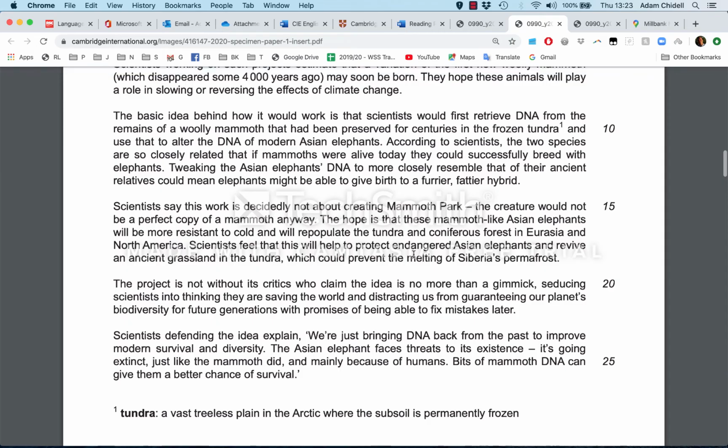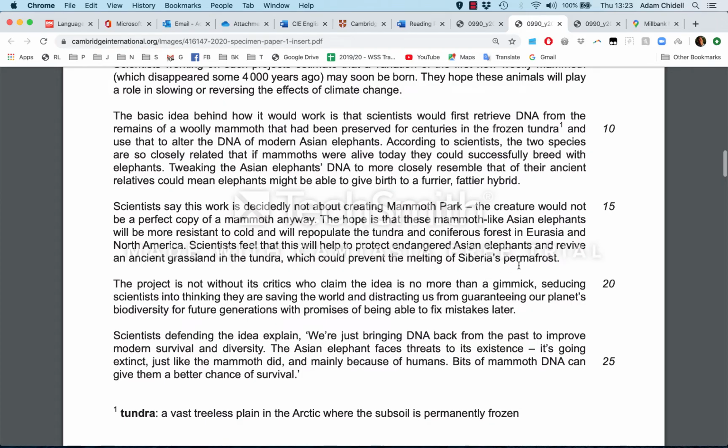Now, we need to put this into our own words. Okay, so what is a gimmick? Well, it's a sort of slightly hollow, meaningless stunt, really, that has no genuine practical application. Okay, so we need to be pretty confident with defining some of these words. Okay, and if you're not sure, then you could at least try to work it out by thinking, for instance, well, what type of word is it? Okay, we can work out that it's a noun.